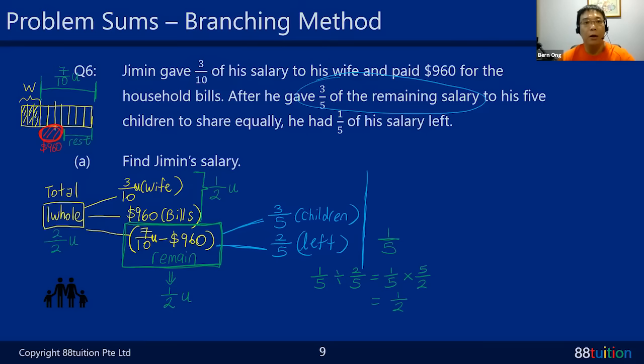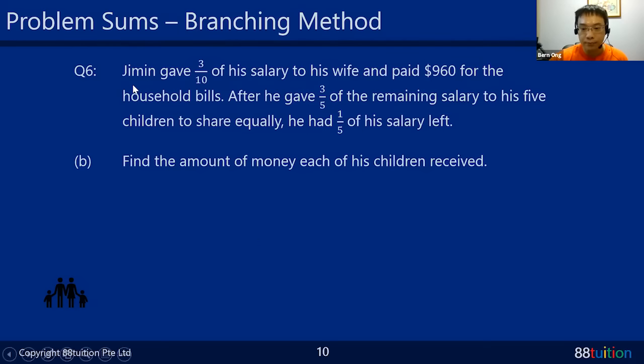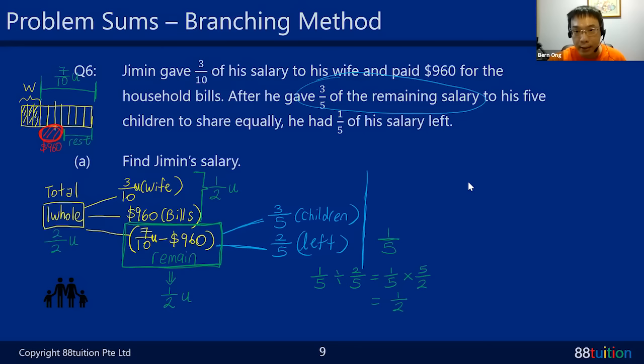Just to give it to those who had done it earlier, faster. Alright? So after you get that clue, 1 over 2 units is what? It's from the wife and the 960 bills. You can actually write this out. So I will be writing on my right-hand side a little bit here.